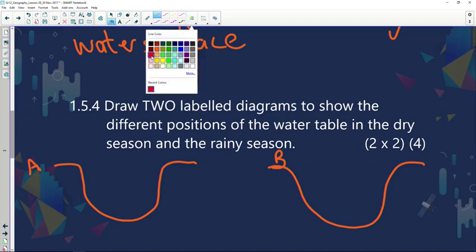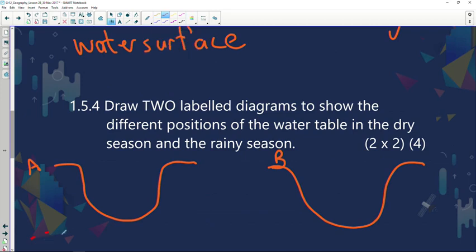So if I had to go and draw in the water table, during winter, the water table is well below the surface of the river bed. But during rainy season, what happens with this water table? It rises. So we can actually see physical water in the river bed.